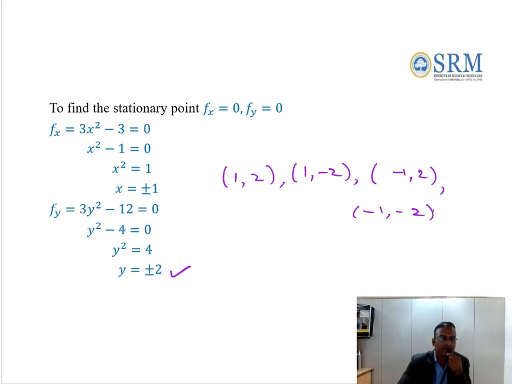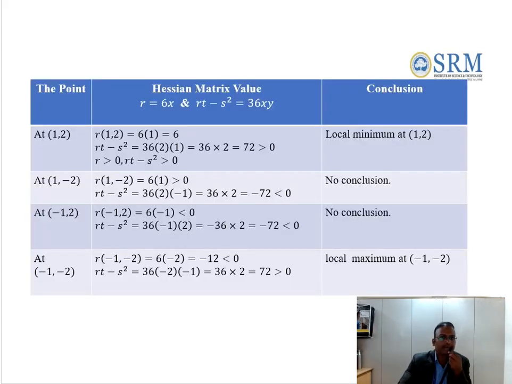And we have to calculate r and rt minus s square at these 4 points. Sometimes the stationary points are called critical points, right. Now, at the point (1, 2), the value of r is 6 and rt minus s square is greater than 0. Therefore, the Hessian matrix is positive definite, hence the function attains a local minimum at the point (1, 2).